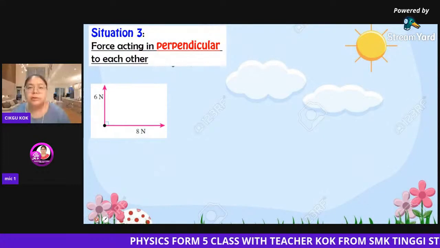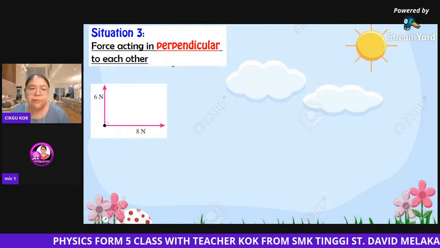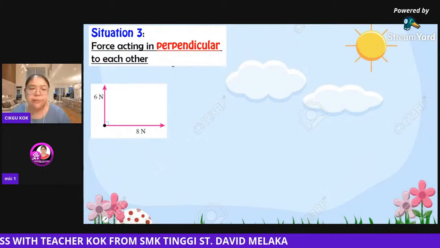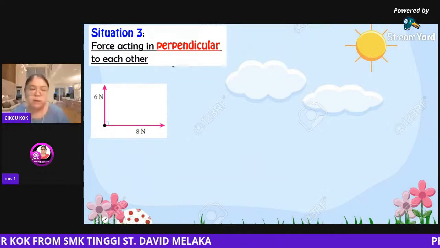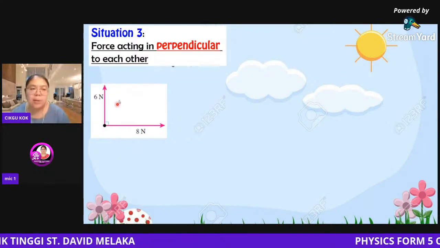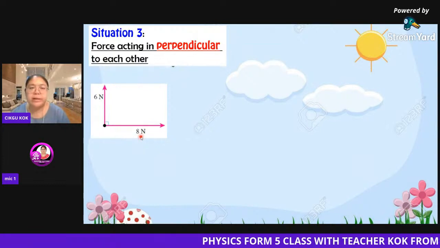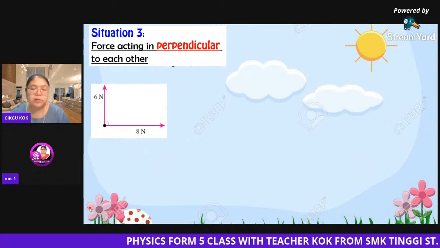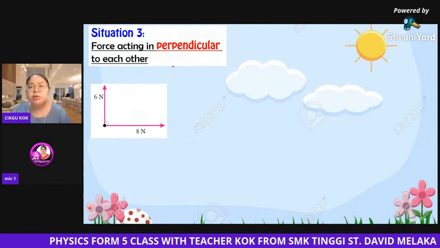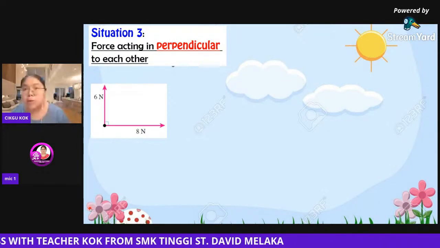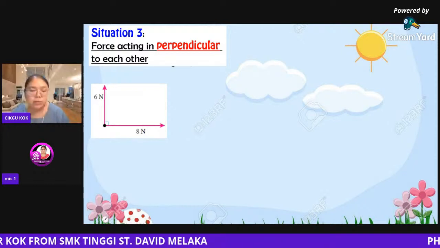Okay, now we go to situation 3. The forces are acting perpendicular. Okay, no more left, no more right. Now it's a situation with perpendicular forces. Okay, now you can see up is 6 Newton, right hand side is 8 Newton. So from here, they want you to find the resultant force. For this situation, you need to do some drawing and do some calculation. After that, you can get the resultant force.